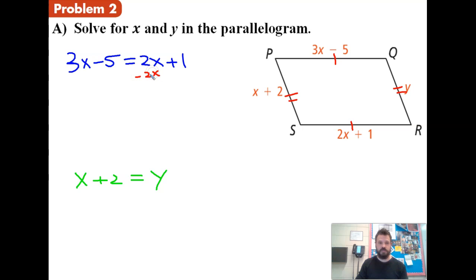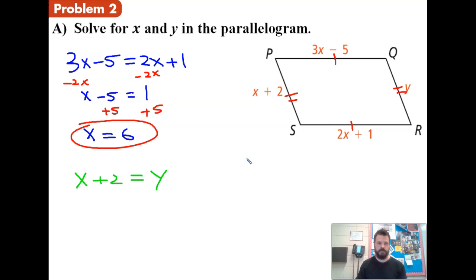I'm going to subtract 2x from both sides, which gives me x minus 5 is equal to 1. Then we'll add 5 to both sides, which leaves me with x equals 6. Okay, there's half my solution.